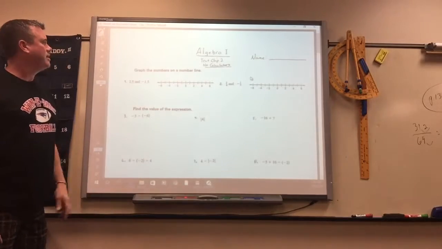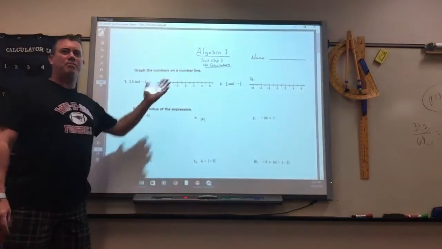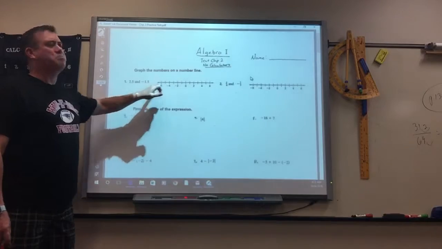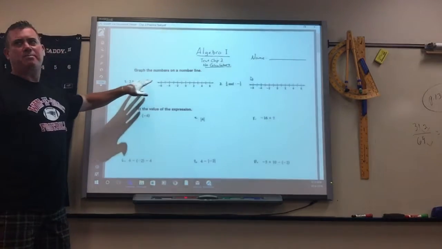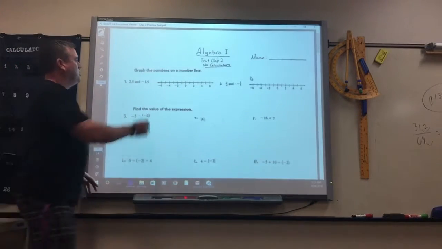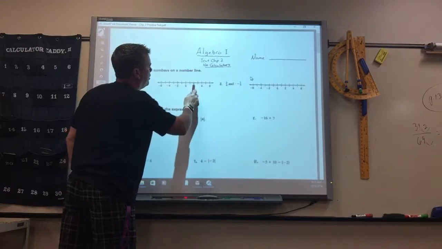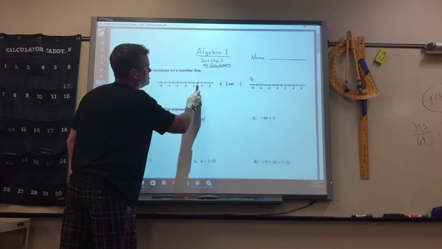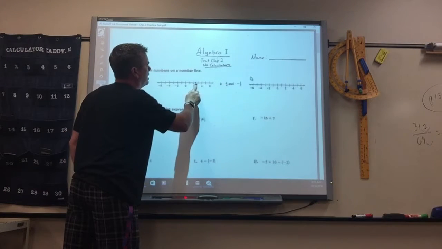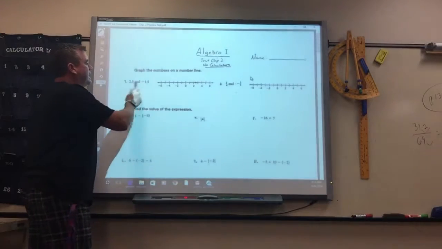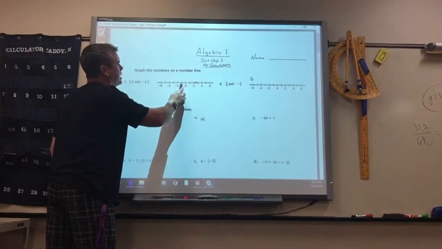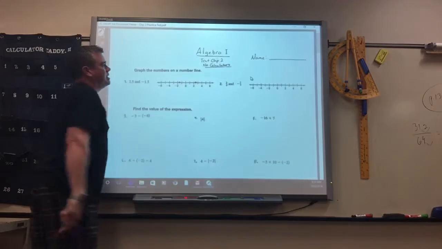The right one. Okay, graphing the numbers. All you got to do is put a dot where these numbers are at on the line graph. So 2.5, there's 2, there's 4, so this is 3, so 2.5 would be right in between there. Negative 1.5, there's 0, negative 1, negative 1.5 would be right there.